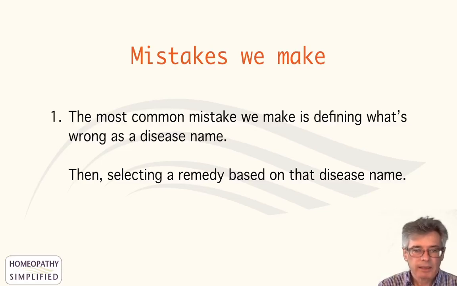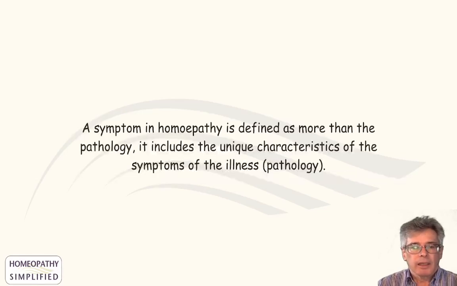That is a high reliability, and that's what we aim to do as a homeopath, is to have a 70% effectiveness in our prescriptions. So, high ideals, but that's how homeopathy should be. If you do it right, and if you follow basic principles, that's what will happen. So, a symptom in homeopathy is defined as more than the pathology. It includes unique characteristics of the symptoms of that illness, which is the pathology. So we observe those nuanced characteristics of the illness.